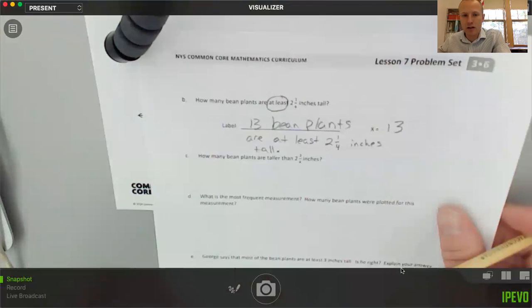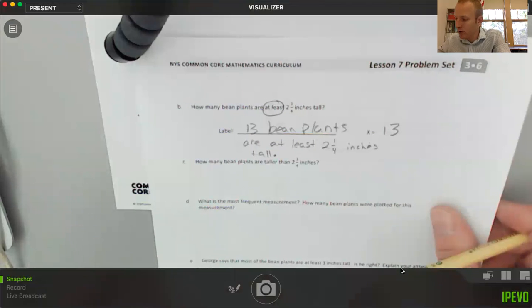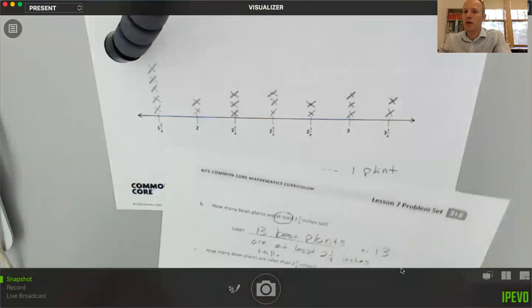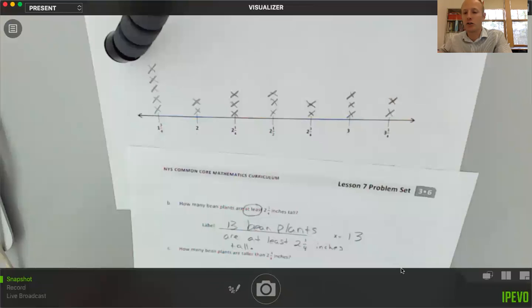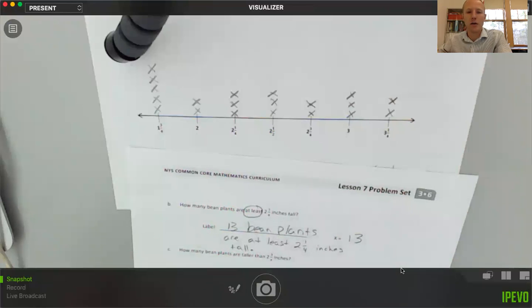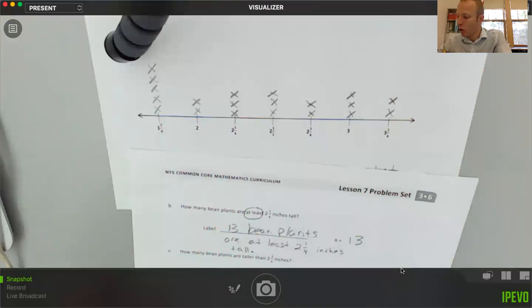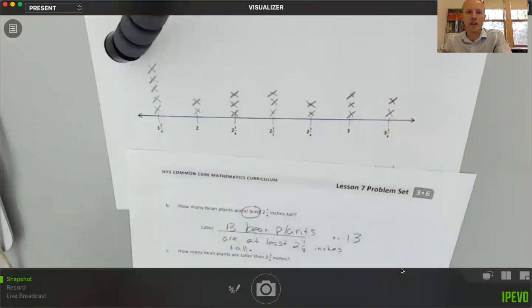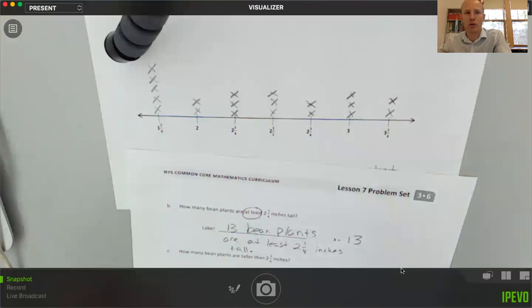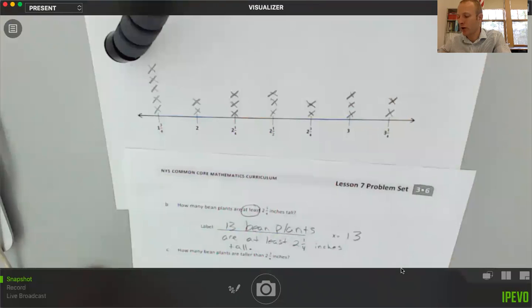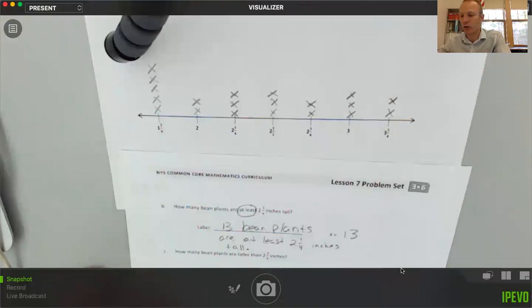Now it says, how many bean plants are taller than 2 3/4? If we say taller than 2 3/4, that does not include 2 3/4. That's like saying, how many people are older than 7? Well, we wouldn't include 7-year-olds, just the people that are older than 7. So in this case, we're not including the plants that are 2 3/4. We're only including the ones that are taller.